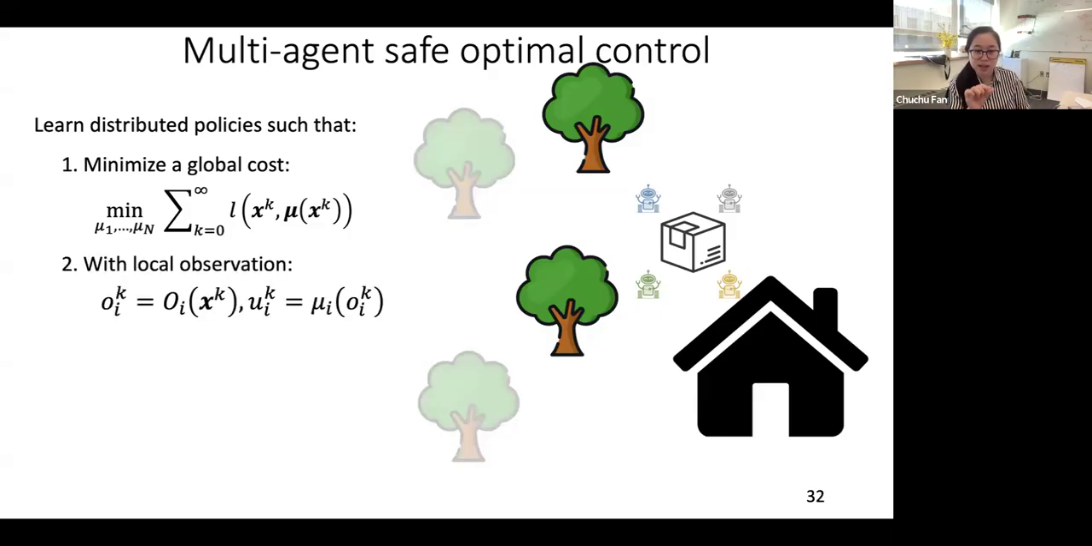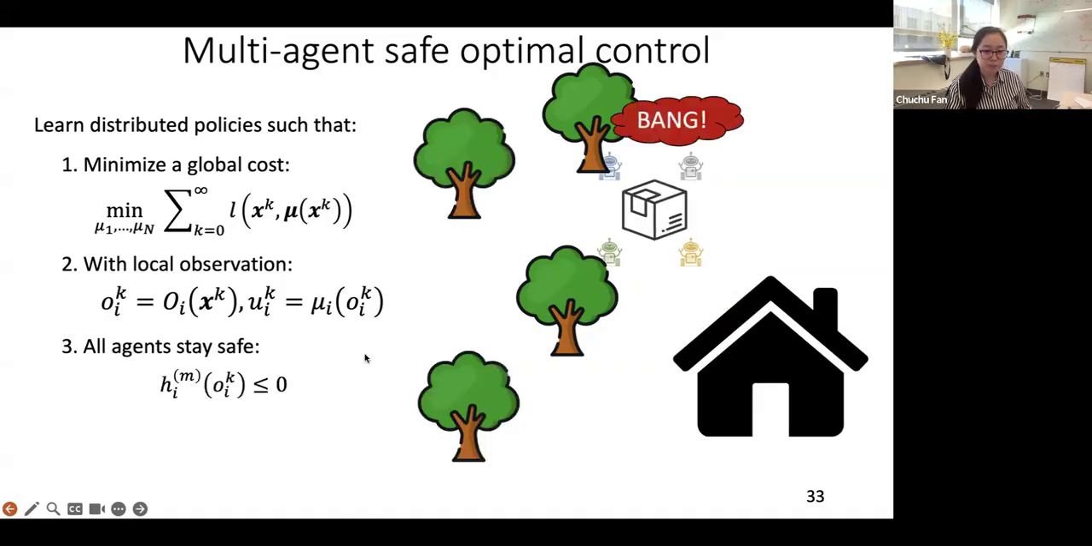And secondly, the agent needs to have only local observation, which means we have a sensing radius. The agent can only see what's around them. And when things are outside their sensing radius or when things are blocked, we'll see one example. For example, the green robot here is probably going to be blocked by the box, so the blue one won't be able to see it. So there's only local observation.